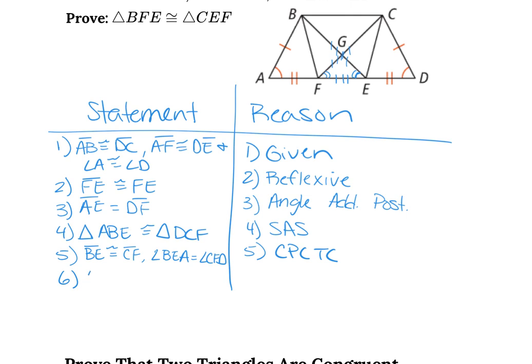Finally, I can prove that triangle BFE is congruent to triangle CEF. All right, and I can do that through side angle side because I have a side, I have an angle, and I have a side of this triangle. And then I have a side, I have an angle, and then I have a side of that.